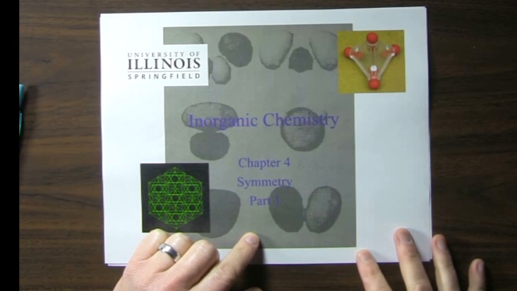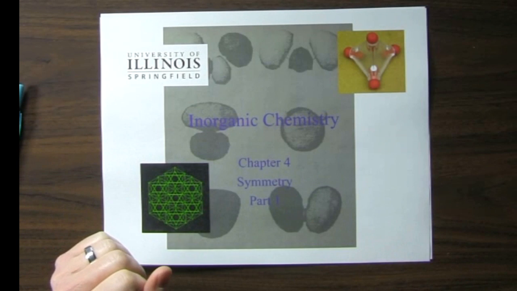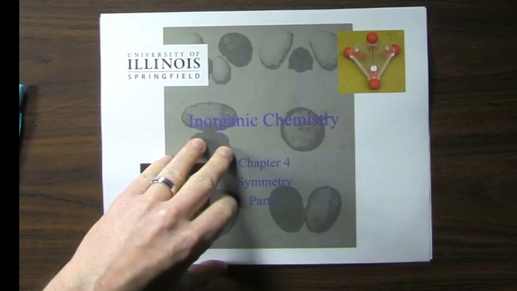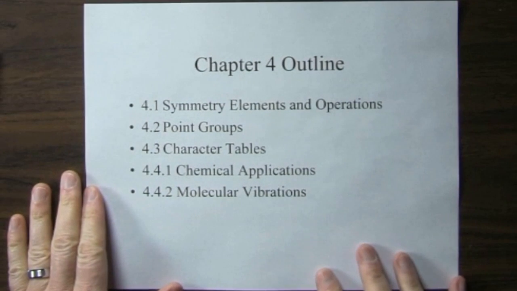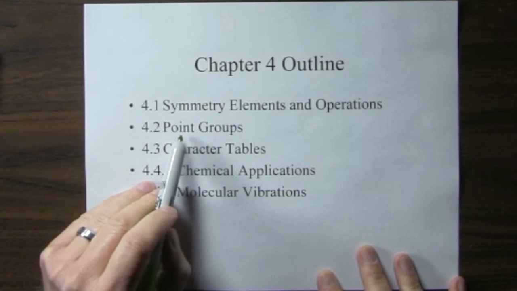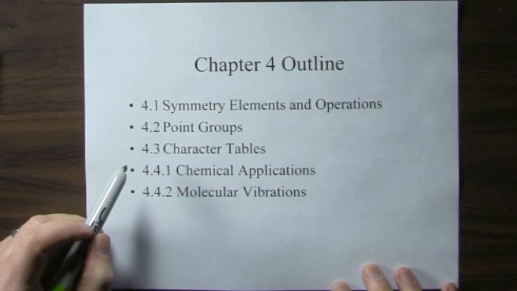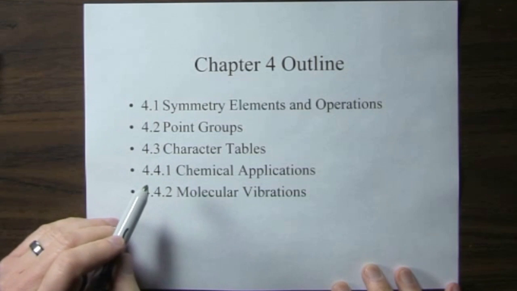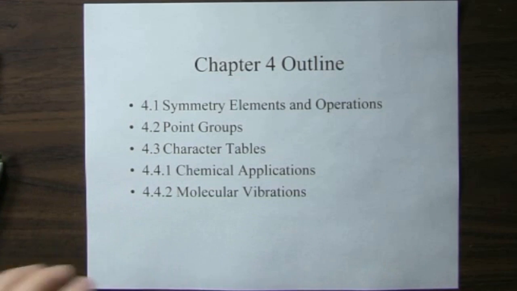In this chapter we'll discuss symmetry of molecules, how to describe it mathematically, and how to apply it. In this first part, we're going to look at symmetry elements and operations and how we can put them together to describe molecules using point groups, and then how those point groups are further described in character tables. In our next part, we will look at applications of symmetry, in particular molecular vibrations.